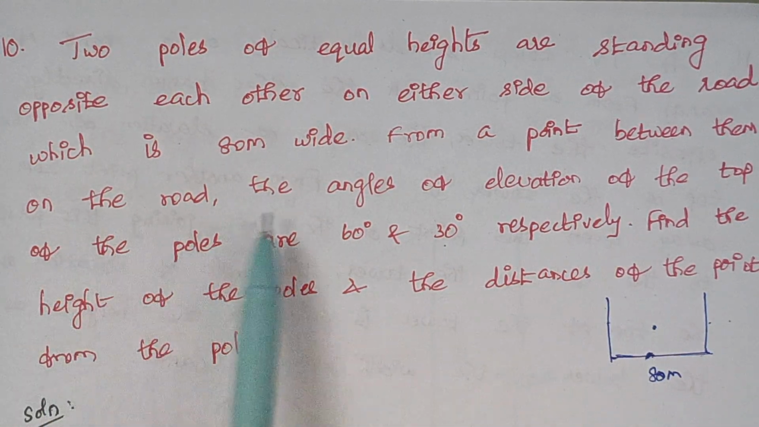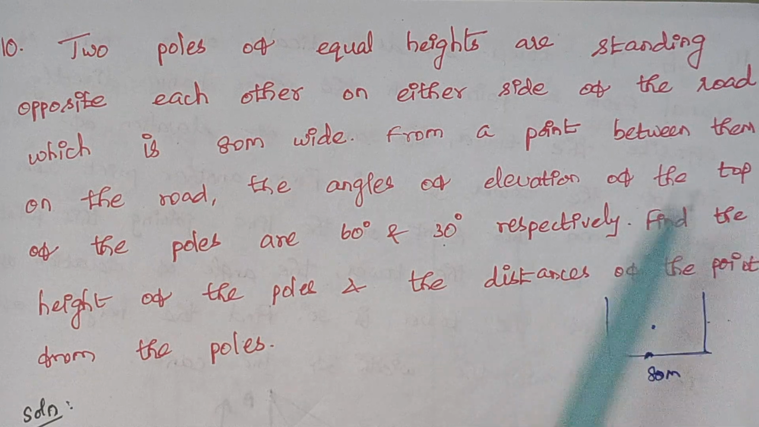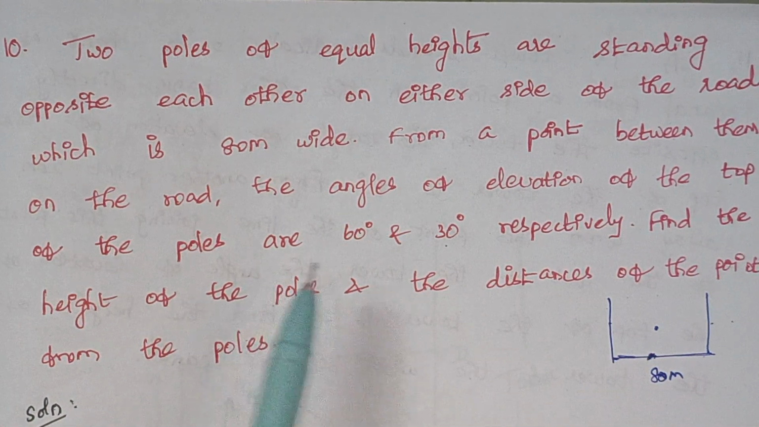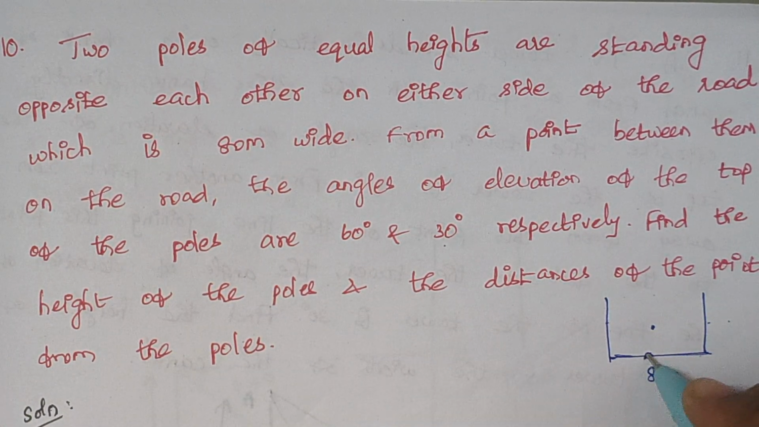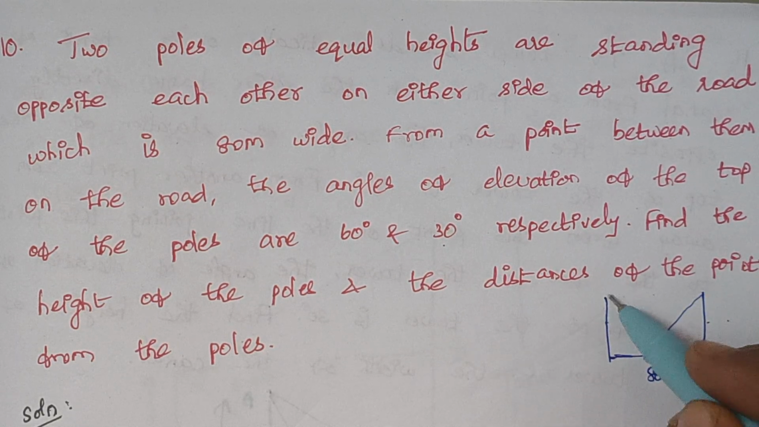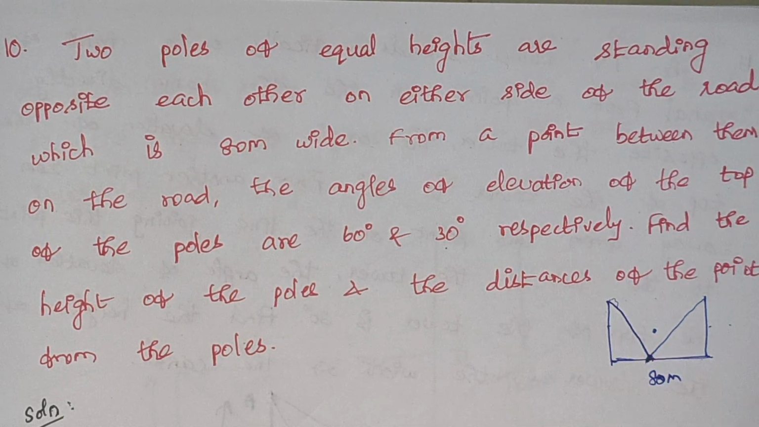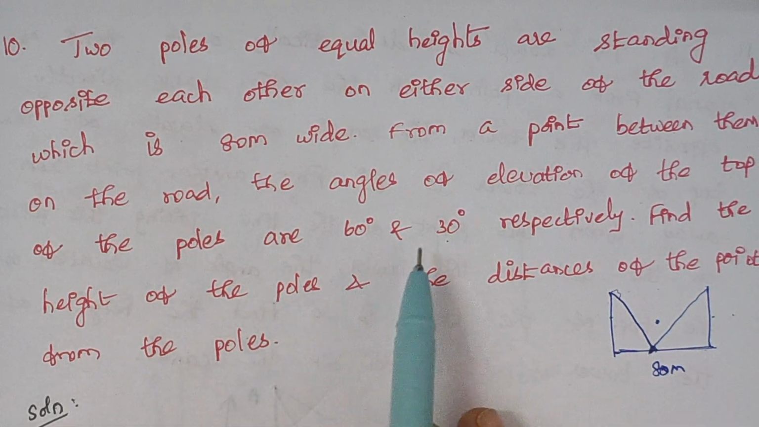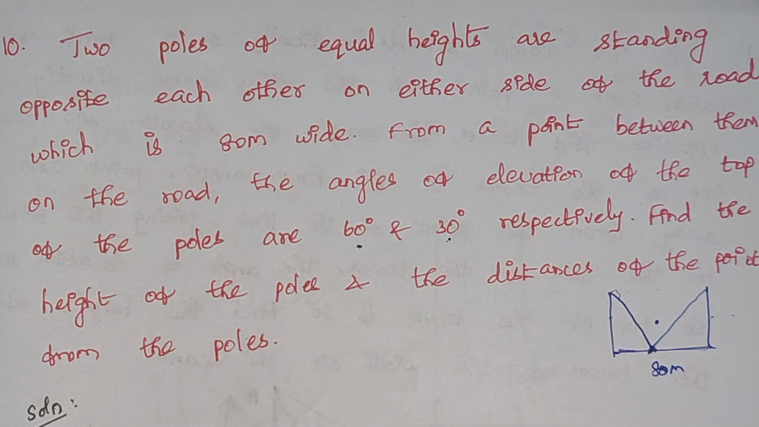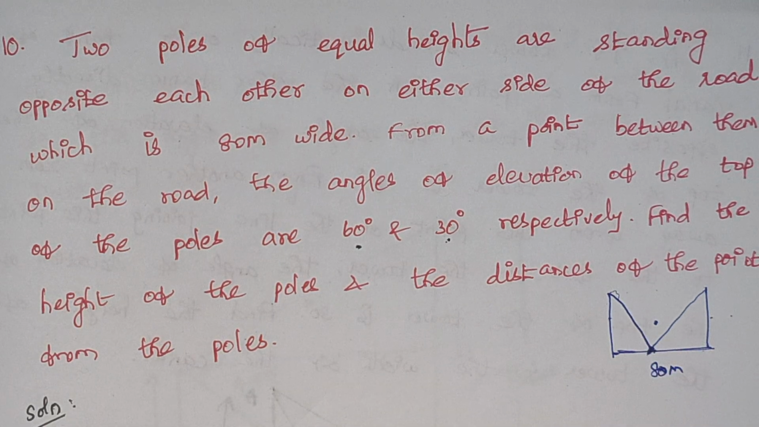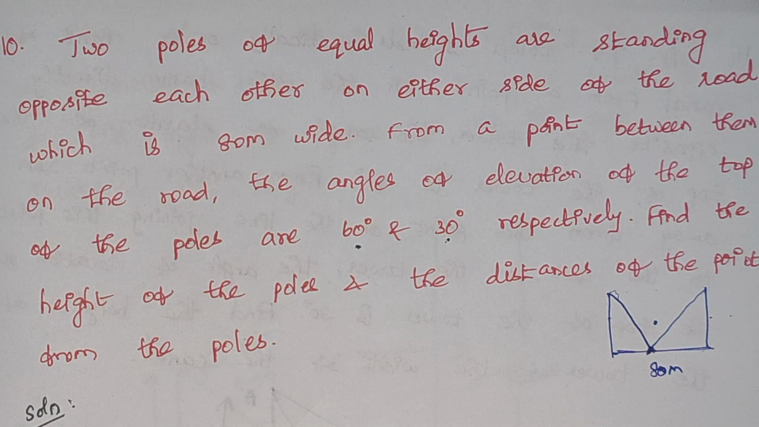So you see the angle of elevation of the top of the poles. From this point, we are looking at the top of both the poles. I am looking at this pole as well as at this pole also. So what are all the angles? One is 60 and another one is 30. So from this diagram, can you tell me which one will be 30 and which one will be 60?